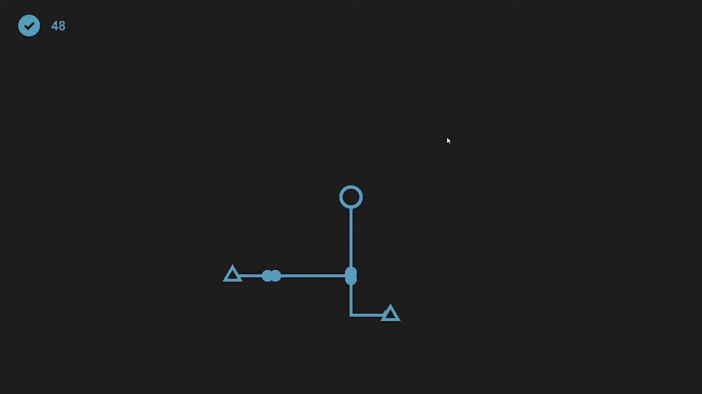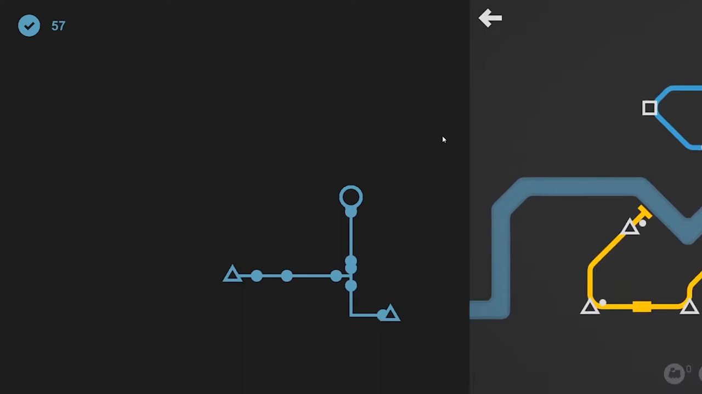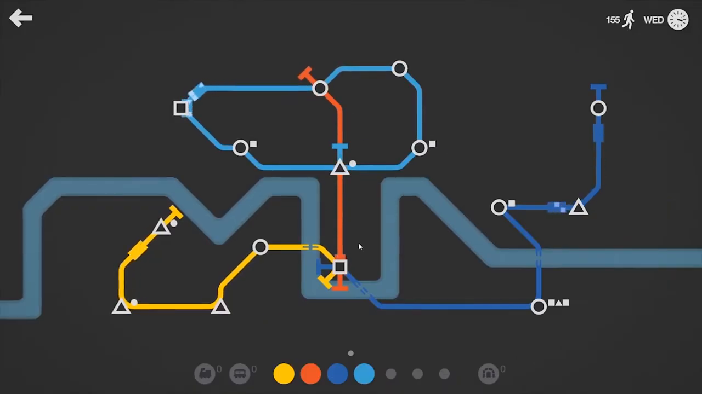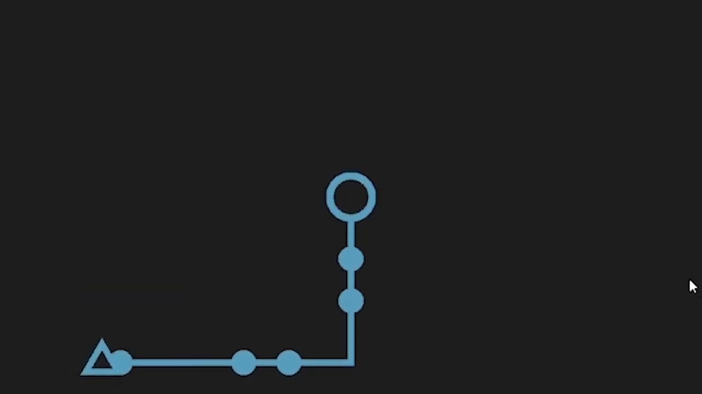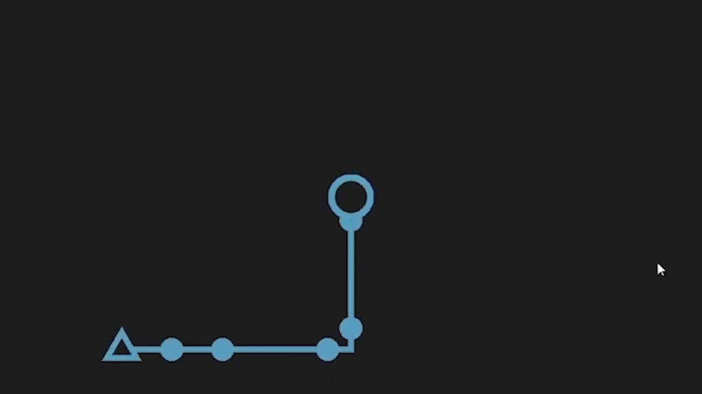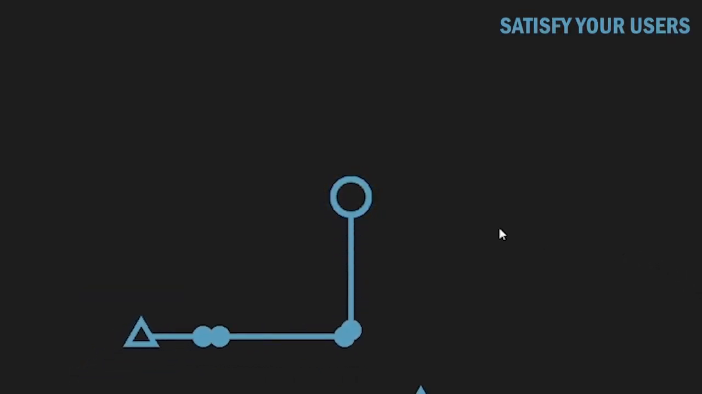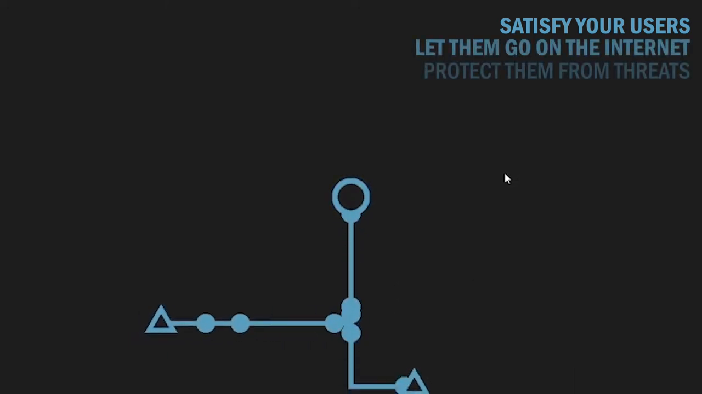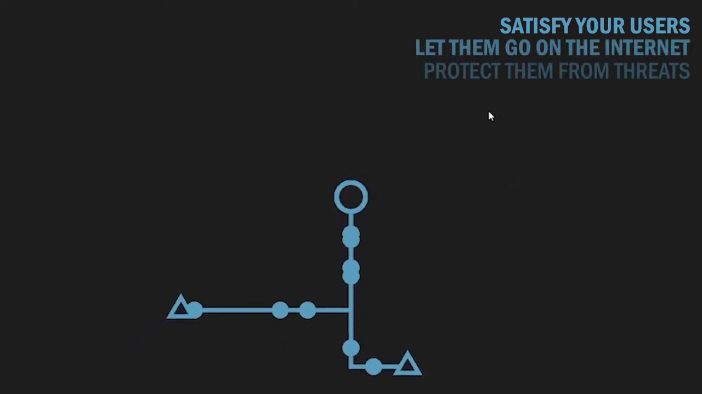As you can probably tell, I'm going to start development on a new game. The graphics look really similar to Mini Metro, but that's because I'm using Mini Metro as a graphical inspiration for the game. The game is about running an internet protection and providing company, where you have to find a way to satisfy your users by letting them access the internet while trying to protect them from viruses and different attacks.